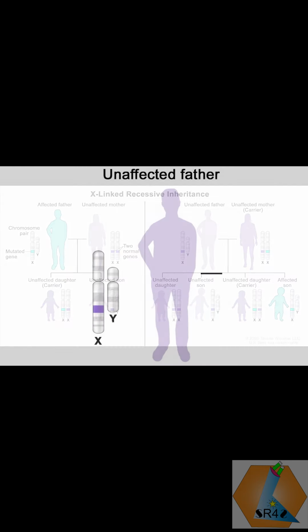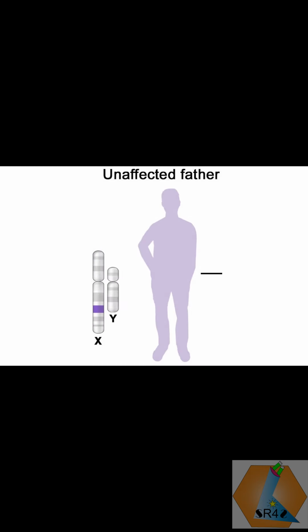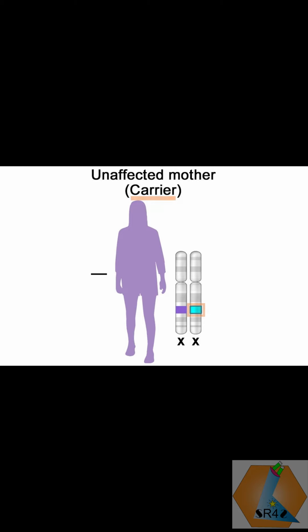So let's look at the second scenario. In the second scenario, we can have an unaffected father who is not a carrier of that gene, and then a mother who is a carrier. However, she's unaffected because she has that safety net. She has another X chromosome with a healthy form of that gene on that chromosome.